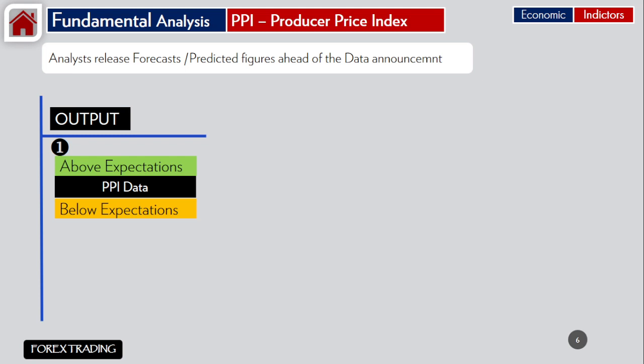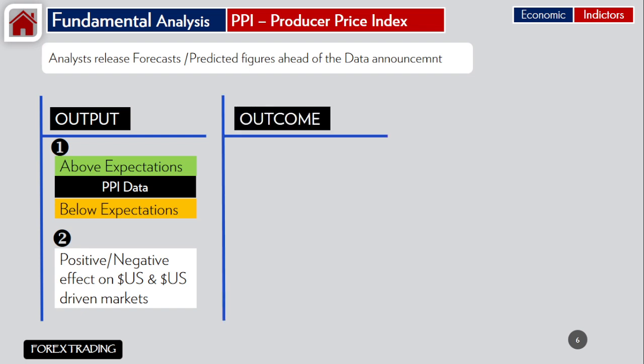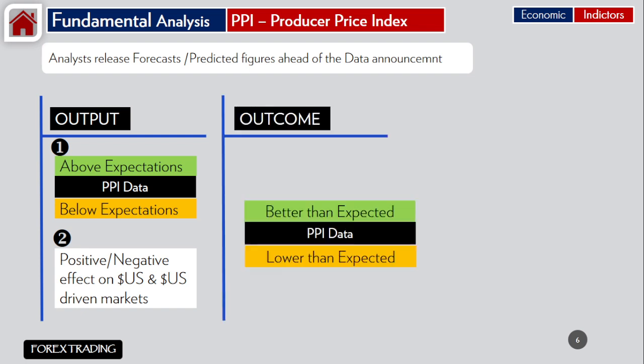So either it can come as above expectations or below expectations. Either way, it could go up or go down. So when it happens, then what is the result? It could have a positive or negative effect on US dollar and US dollar driven markets. Okay, so this data is very important. And then what could be the possible outcome from this output?